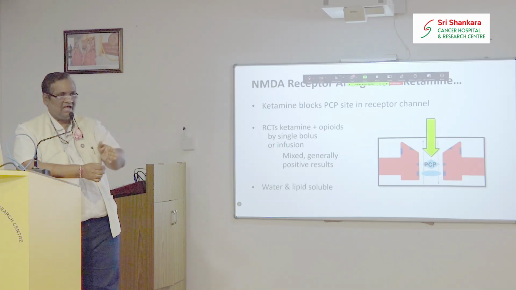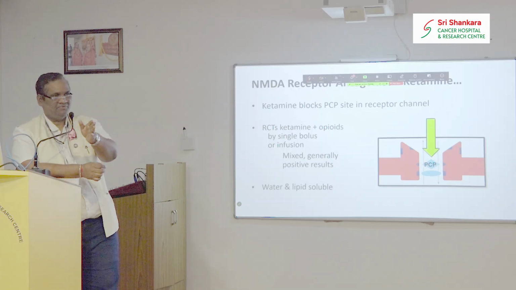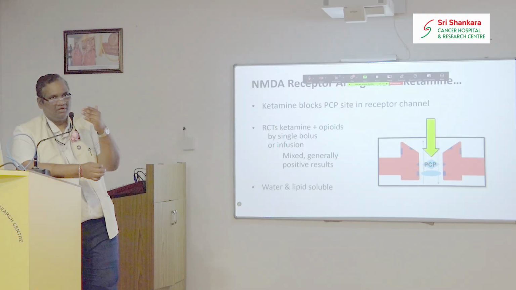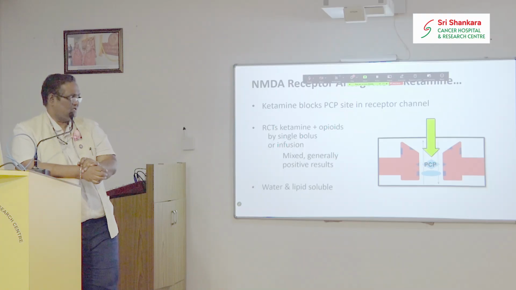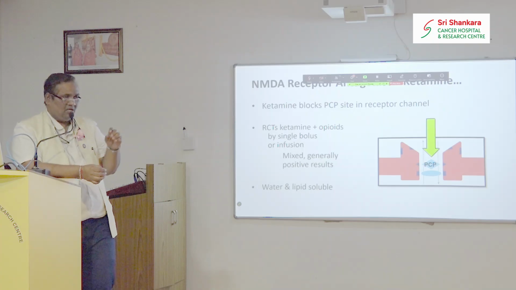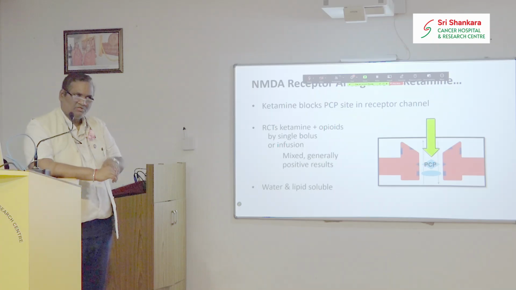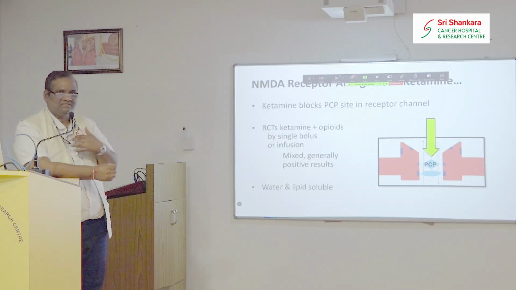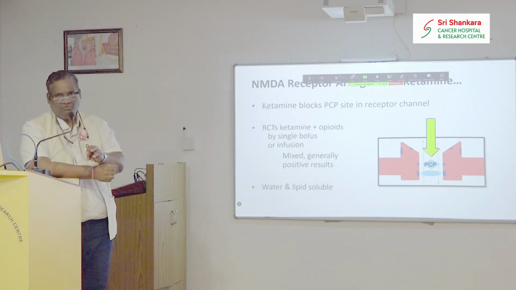If you see the line of no effect and the line of effect, it is more on the left side, as seen in most of the RCTs. So it has not given any favorable effects when using this. But many case reports say that it gives a good effect.